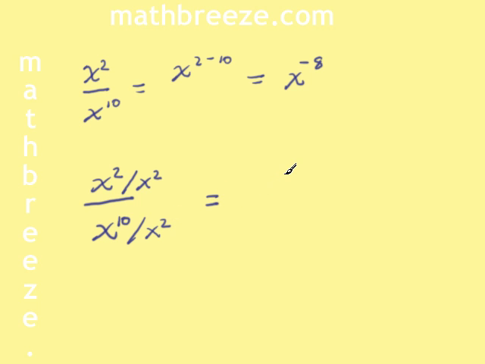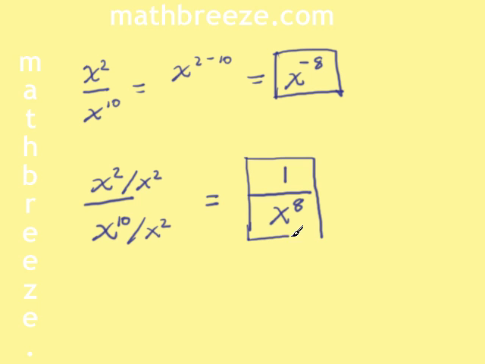So if we do that, in the numerator we have 1, x squared divided by x squared, the same thing divided by itself is 1. And here x to the 10th divided by x squared, we'll subtract top minus bottom and we get x to the 8th. So here we see if we use the division rule, x squared divided by x to the 10th is x to the negative 8. And here if we divide top and bottom by x squared and then do the division rule, we get 1 over x to the 8th. So these must be equal to one another.